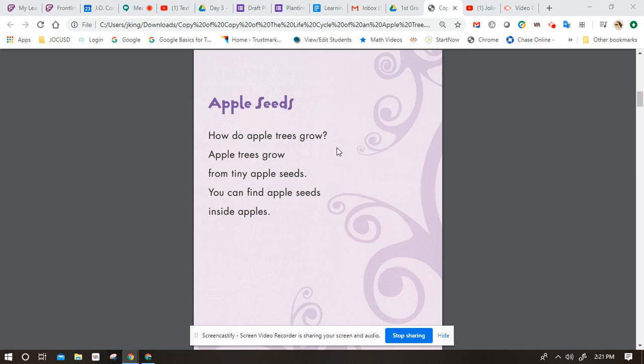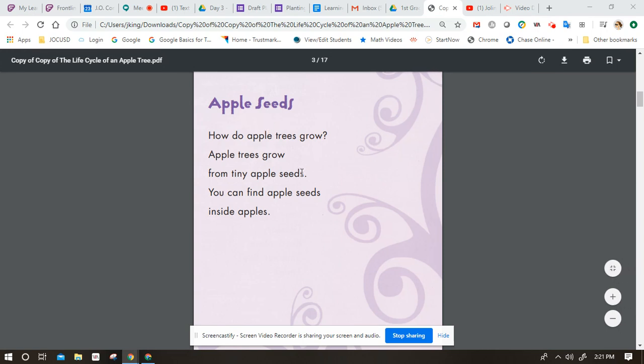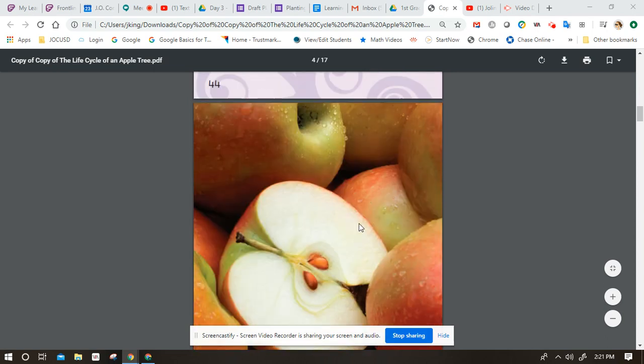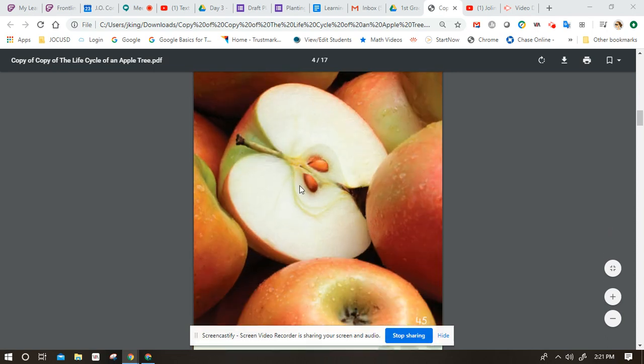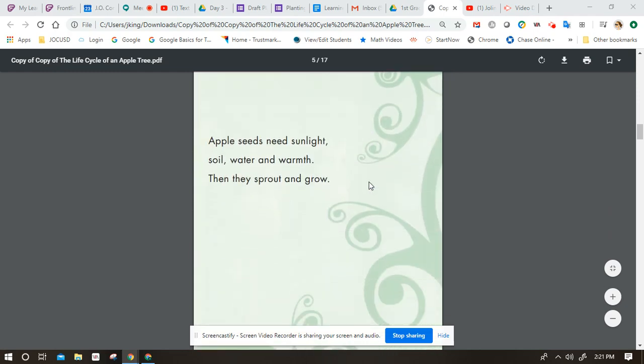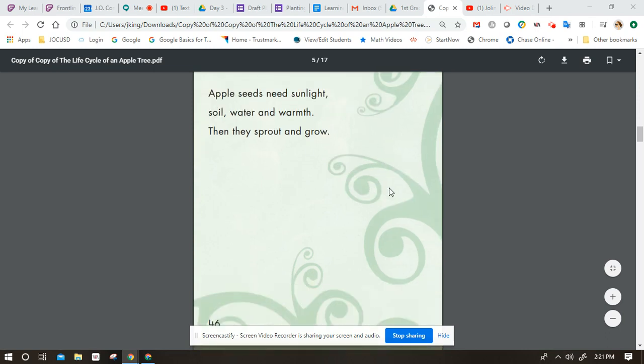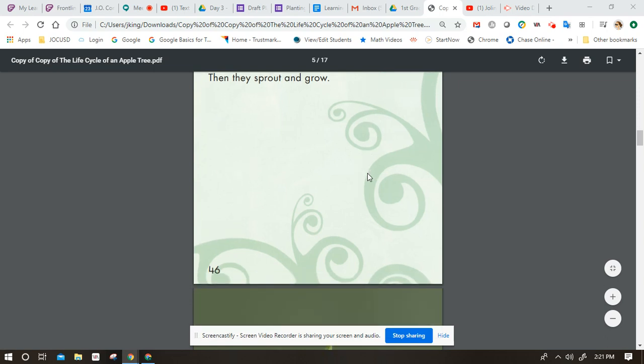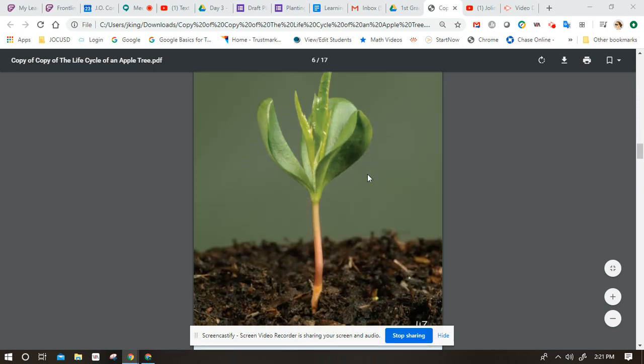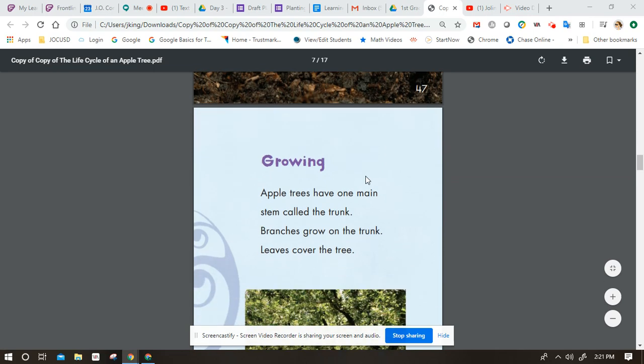Apple seeds. That tells us that what we are going to read about in the rest of this section is about apple seeds. It talks about how apples grow from apple seeds. It tells us that we can find the apple seeds inside the apple. It talks about how apple seeds need certain things in order to grow: sunlight, soil, water. When they get those things, eventually they will sprout and grow. We have a picture that shows us what it looks like.